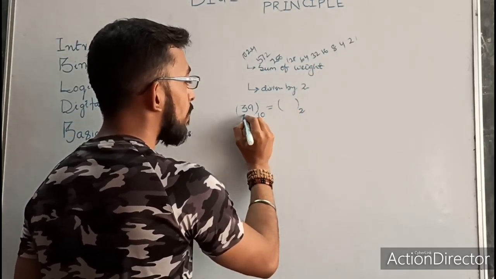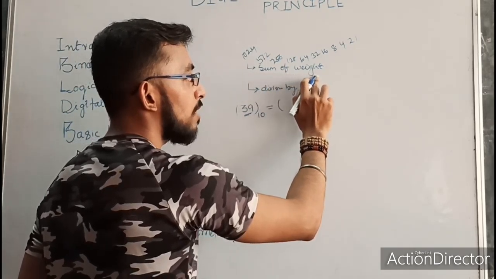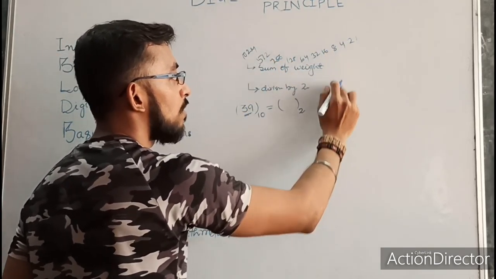So I have to replace my 39 with the sum of these. That's why I call it sum of weights. These are the weights. I have to write my 39 using these values.